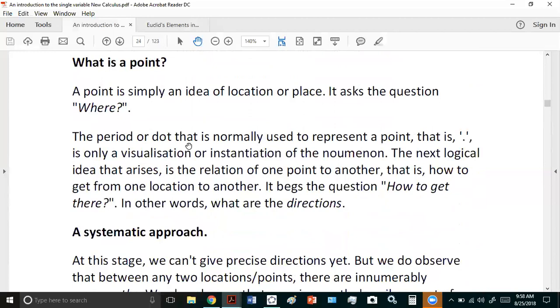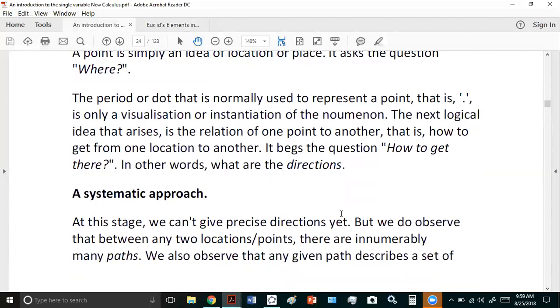It is realized instantly when we ask the question where. The period or dot that is normally used to represent a point, that is this little dot here, is only a visualization or instantiation of the noumenon. The next logical idea that arises is a relation of one point to another. That is, how to get from one location to another. It begs the question, how to get there? In other words, what are the directions?